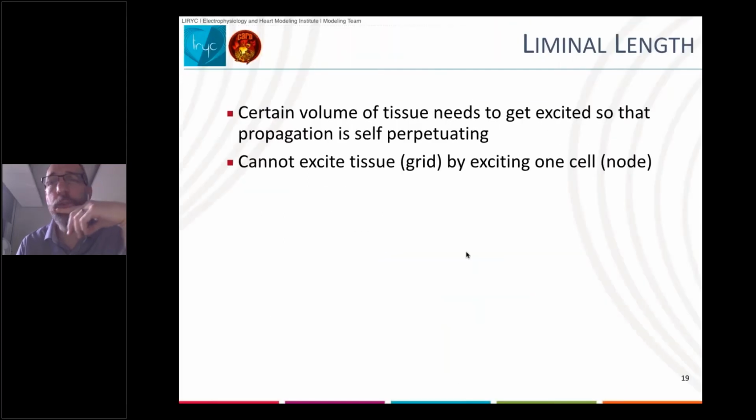There's also a point related to safety factor: if you want to start a propagation in a piece of tissue, then you need to excite a certain volume of tissue. You cannot excite a piece of tissue by exciting one cell, or, in simulation terms, you cannot excite your grid of tissue by exciting one single node of the mesh. You can raise it to like 1,000,000 volts and it will not propagate. You need to start a process which generates enough current to excite the downstream neighbors.